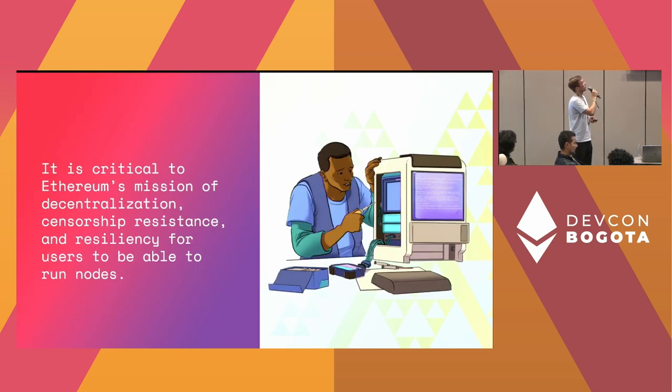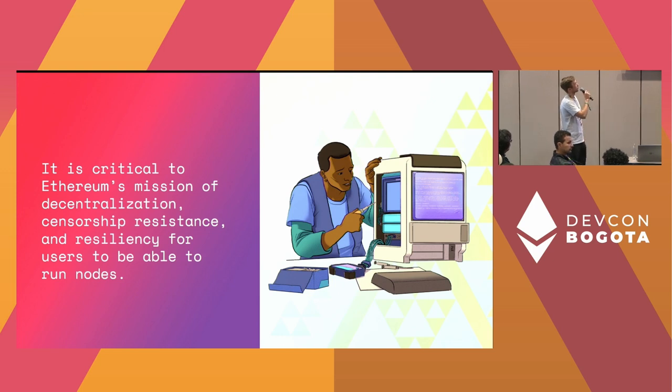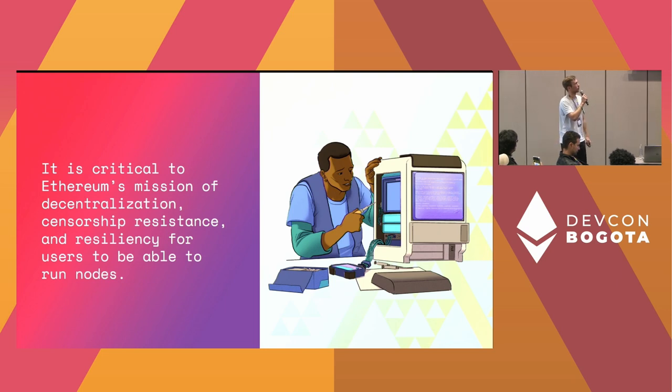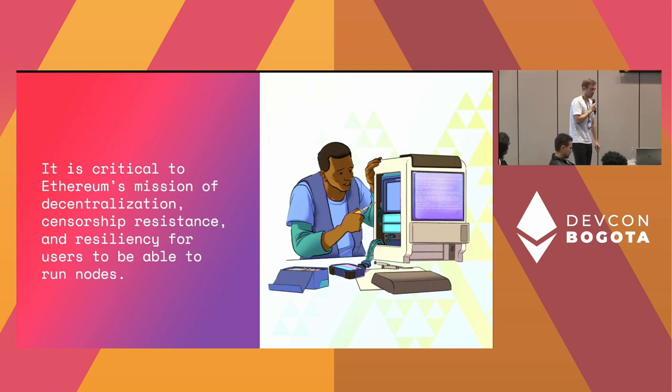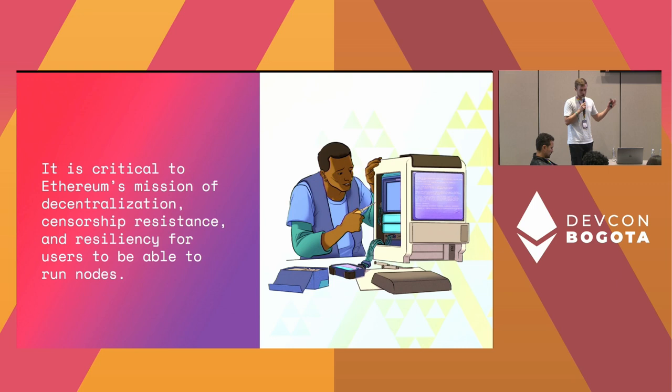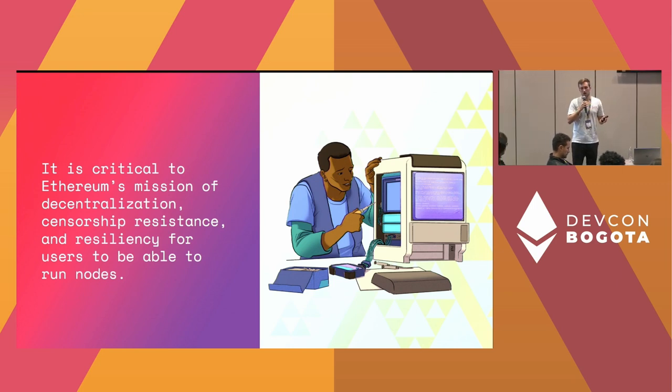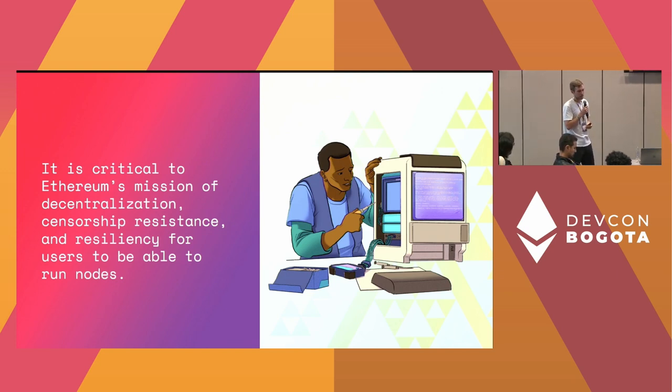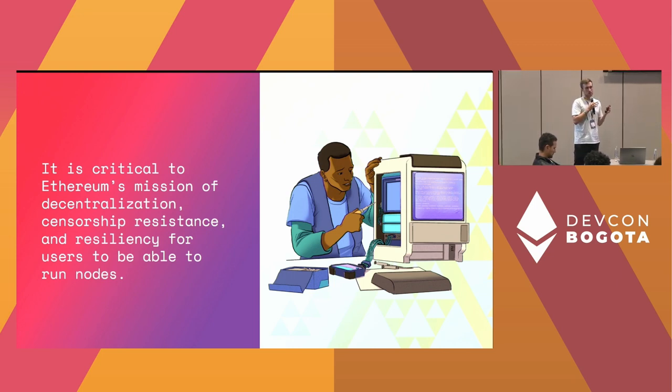All right, so it is critical to Ethereum's mission of decentralization, censorship resistance, and resiliency for users to be able to run nodes. And this is extremely important to me because all of the other good things we talk about here will only last, will only exist, will only really be possible if we have a truly user-led culture of running nodes. And if the core devs continue to make it possible for users to run nodes.